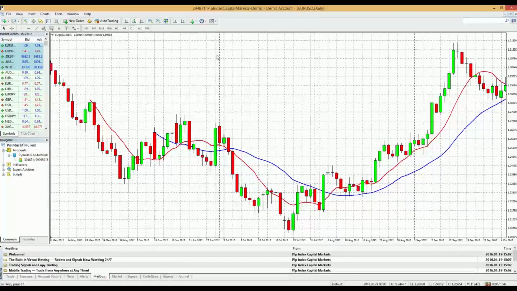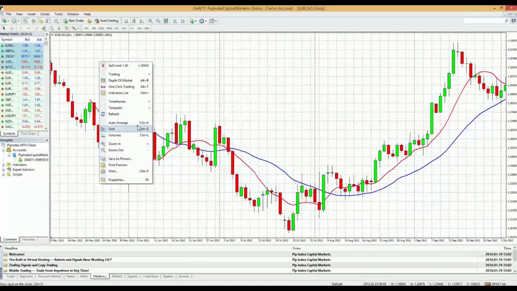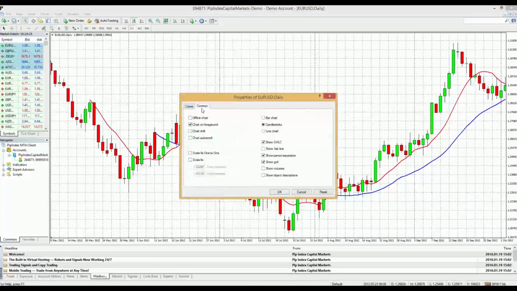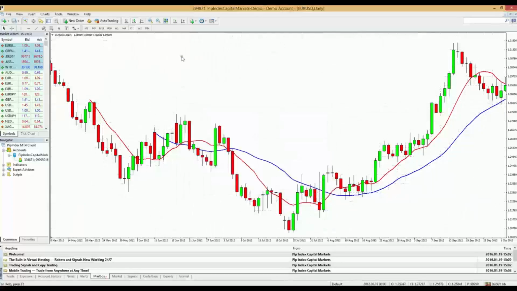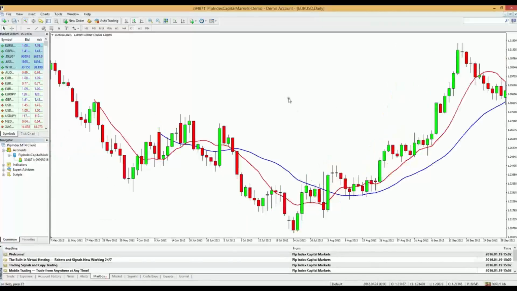So the most important thing to remember is how to do that. All we do is we right click, we go down to properties, all the way down, and then we go to common, and we uncheck show grid in the bottom right hand square, and we uncheck show period separators, and then we OK that. And instantly, guys, it's a lot easier to see.